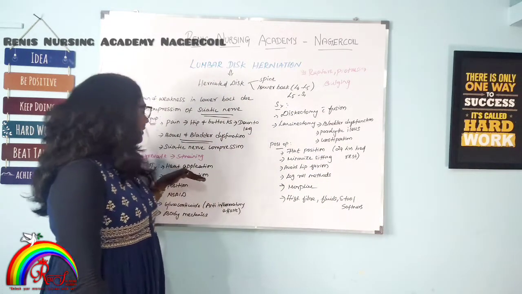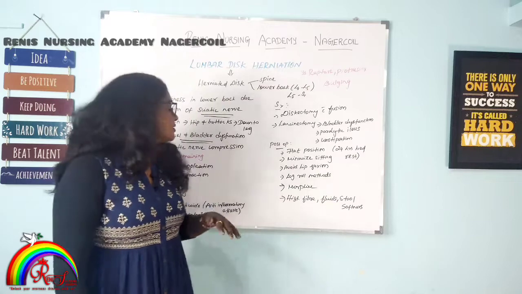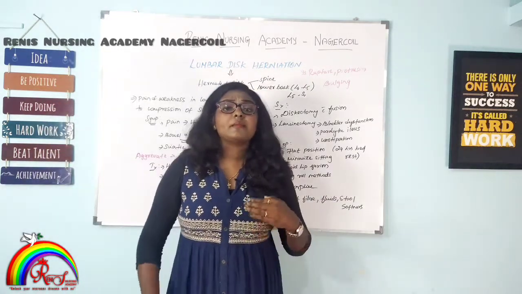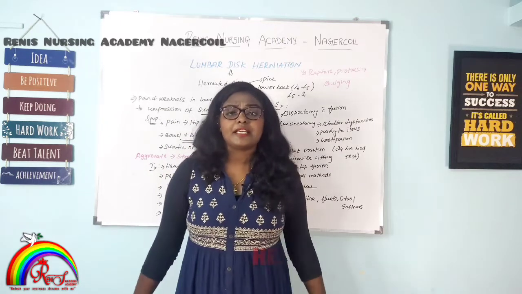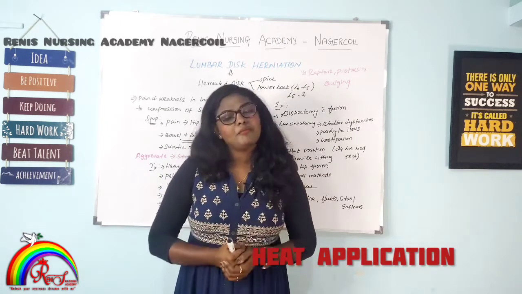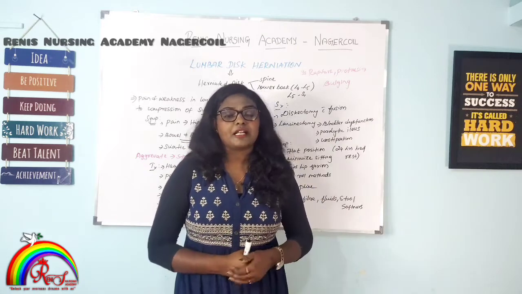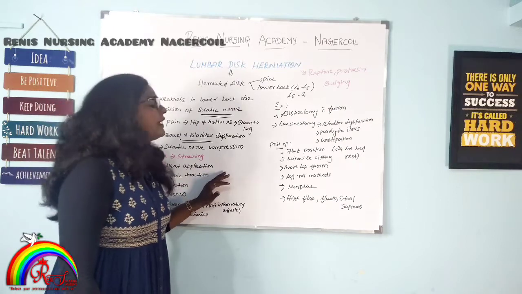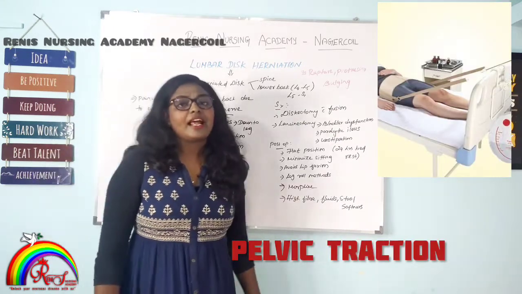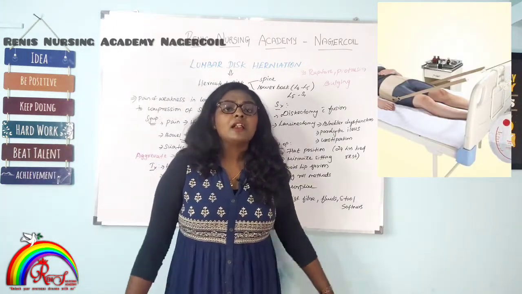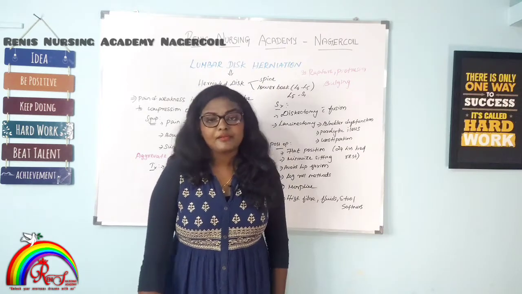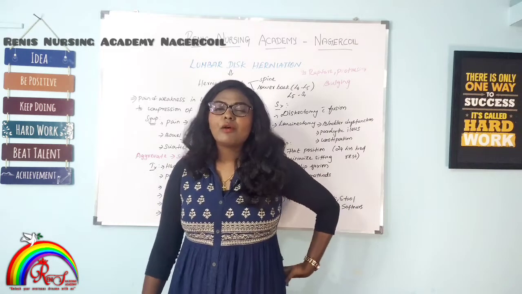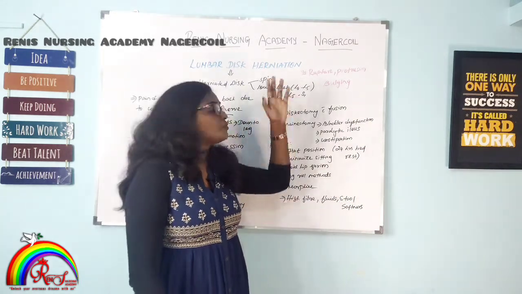The next one is treatment. How can you treat this? The first main intervention is heat application. When you provide heat application on that particular area, they can be relieved from muscle spasm. So you can give heat application to relieve muscle spasm. The next important thing is you can go for pelvic traction. You already know pelvic traction is the traction we usually give for the lower areas. By using this pelvic traction, you can be relieved from the lower back pain caused by this particular condition.